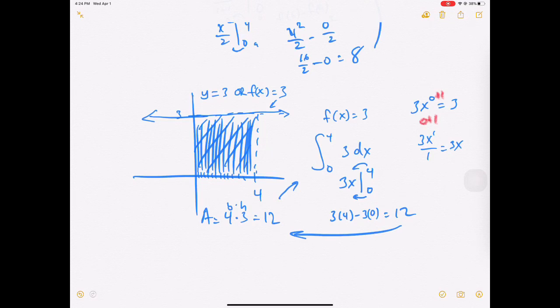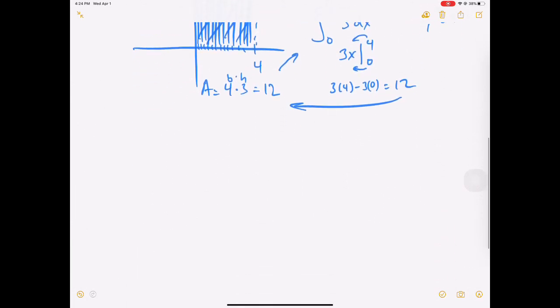Now let's get a little more complicated, because we've been using easy geometric shapes. But what if I ask you to do something a little more complicated now? y is equal to x squared. We know when x is 0, y is 0. When x is 1, y is 1. When x is 2, y is 4. When x is 3, y is 9.